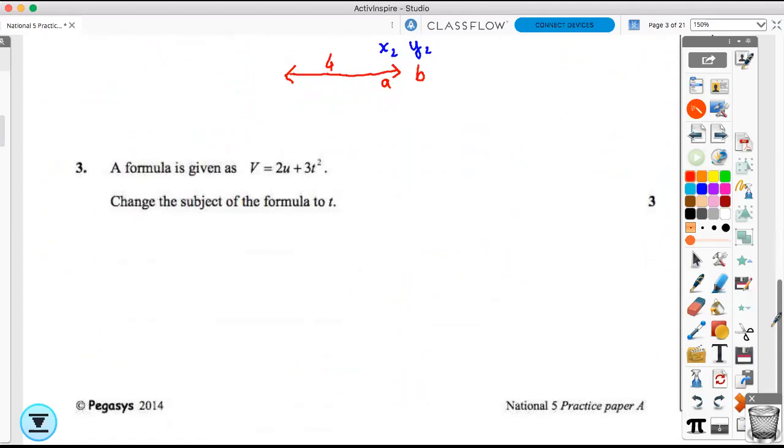Okay, so to get the first mark, you would need to get rid of the 2u first. So you need to take away 2u. So that'd be minus 2u on that side, but you need to do minus 2u on that side. And that would get rid of your 2u. And that way you get v minus 2u equals 3t squared. So that's your first mark.